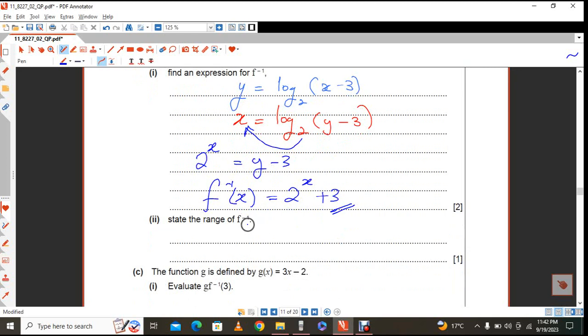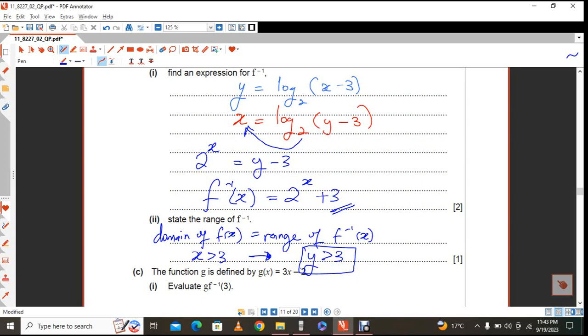Now they want you to find the range of the inverse. And here's the thing that you need to understand. The domain of f of x is equal to the range of the inverse of f. So we know that the domain was x is greater than 3. Therefore, the range we are looking for should be nothing but y is greater than 3, because we must give it in terms of y.